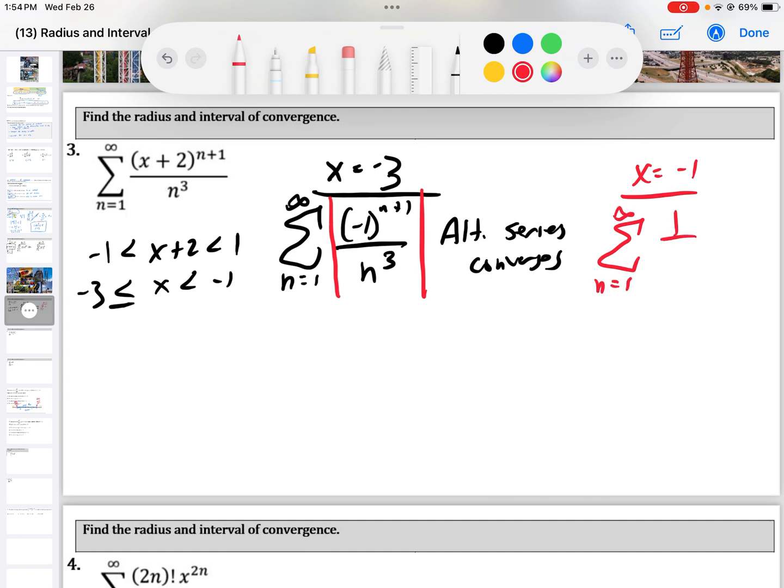When x is equal to -1, I have an infinite series, just 1 over n cubed, which is a p-series that converges.